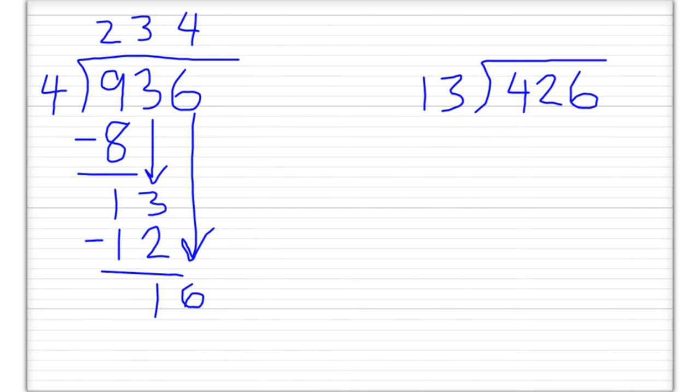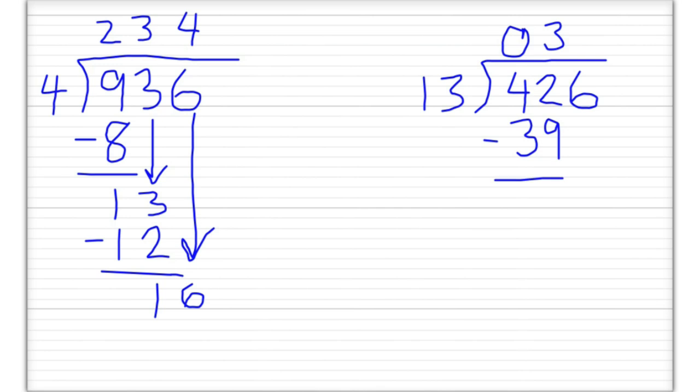So 13 won't go into 4, so we put a 0 above the 4. But 13 goes into 42, and it goes into 42 3 times. So we put a 3 up there. 13 times 3 ends up being 39. So we're going to take away the 39 from the 42.